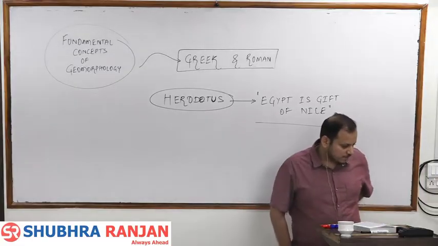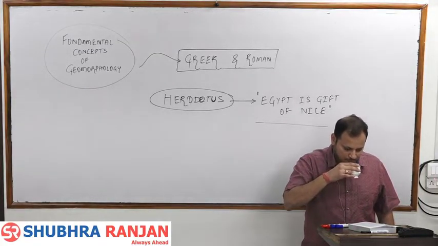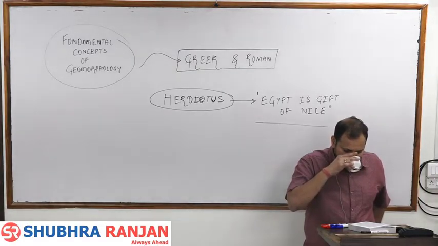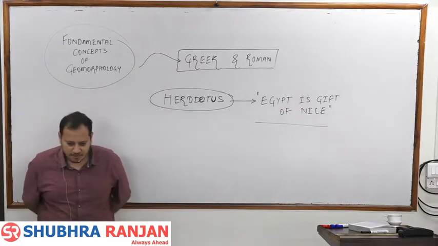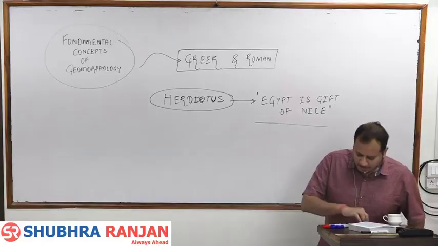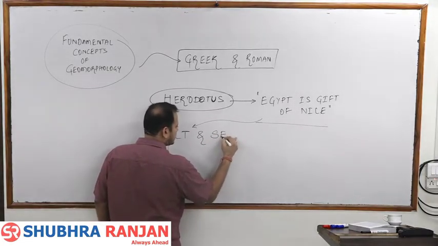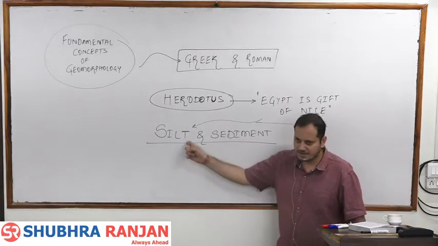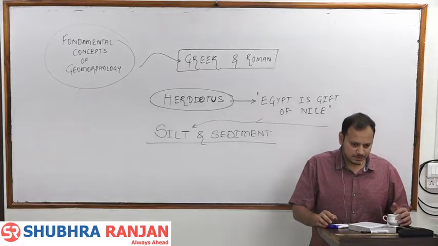So thus he could attribute the erosion of river Nile, in the initial stage, which resulted into deposition of silt and sediments in Egypt.